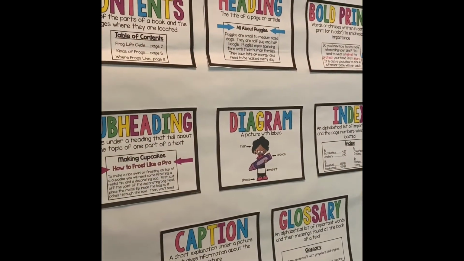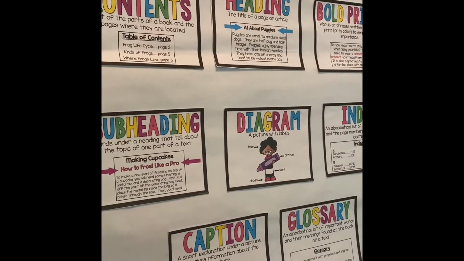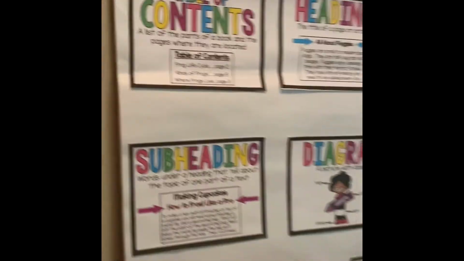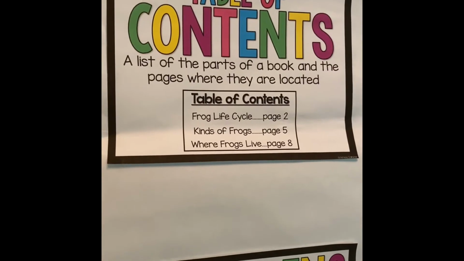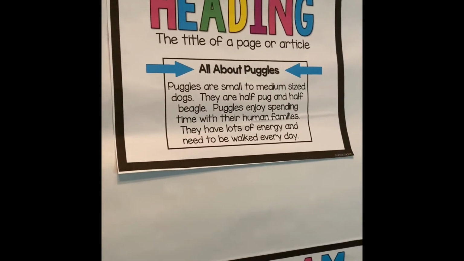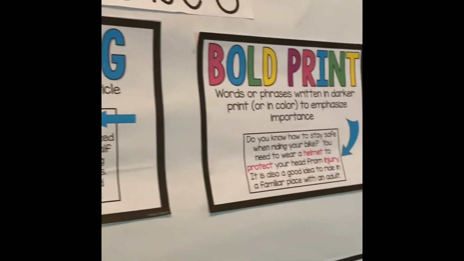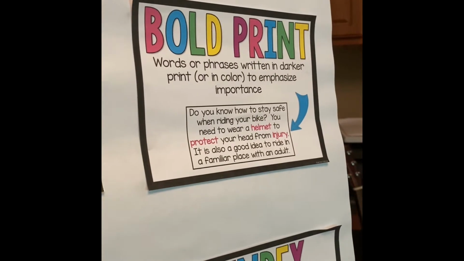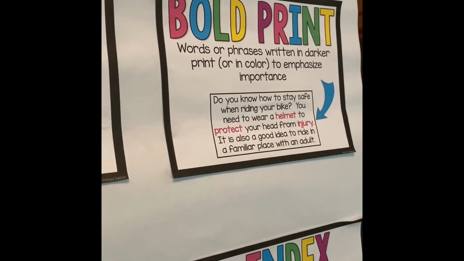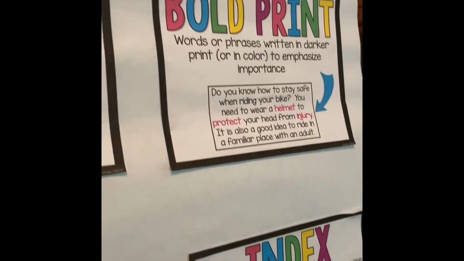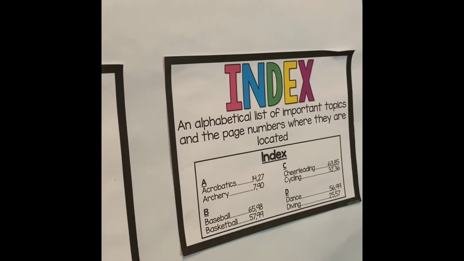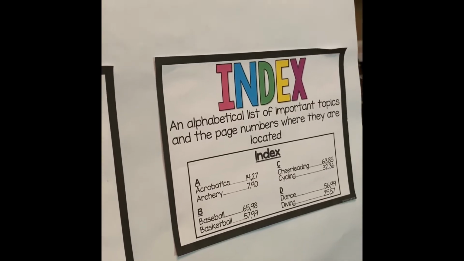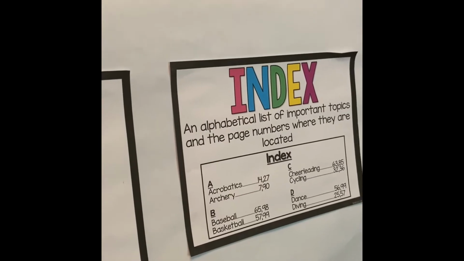All right, so here's our anchor chart. We have our nonfiction text features. So we're going to zoom in here. We have our table of contents, which is a list of the parts of a book and the pages where they're located. A heading is the title of a page or article. Bold print is words or phrases written in darker print or in color to emphasize importance. An index is usually at the back of the book. It's an alphabetical list of important topics and the page numbers where they are located.